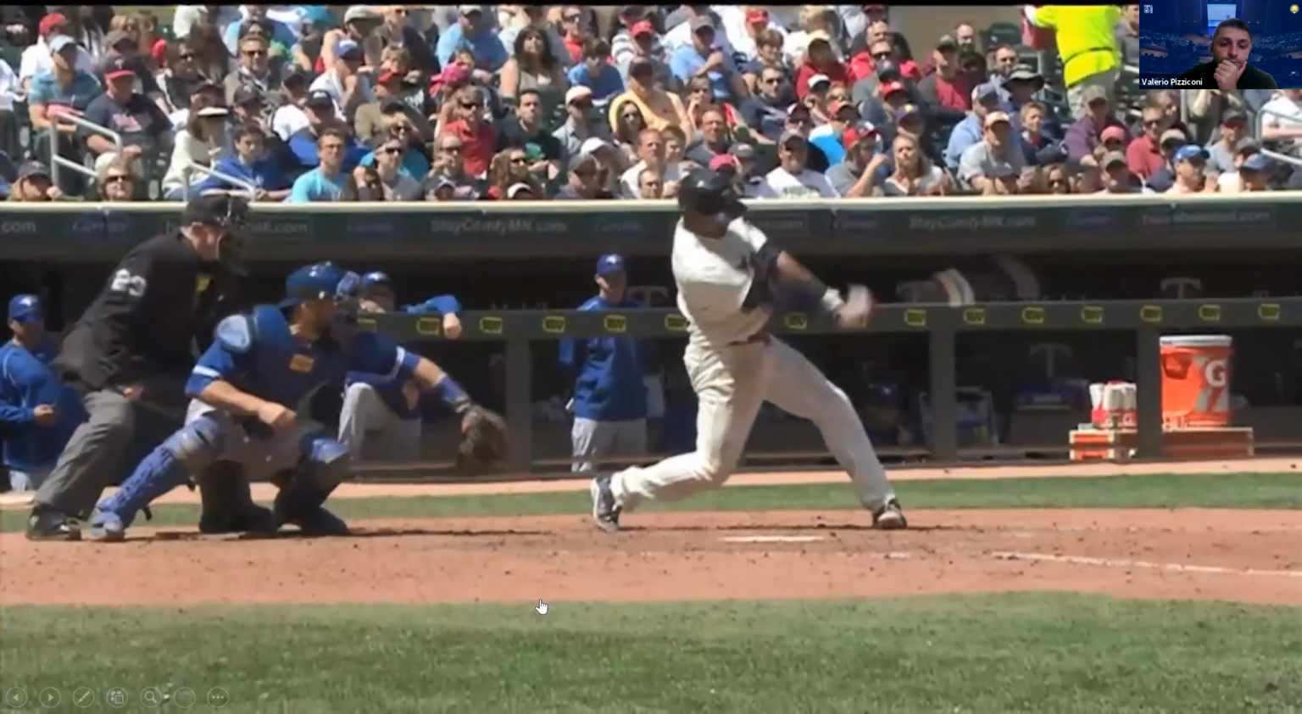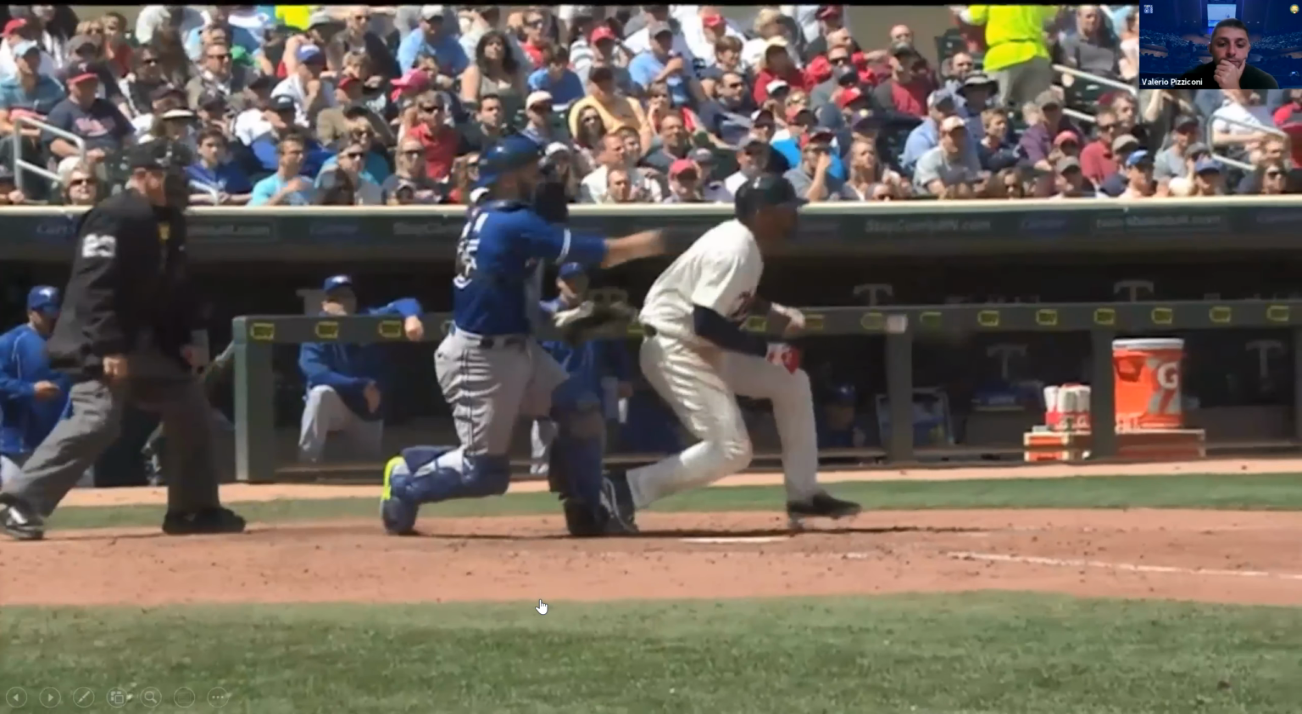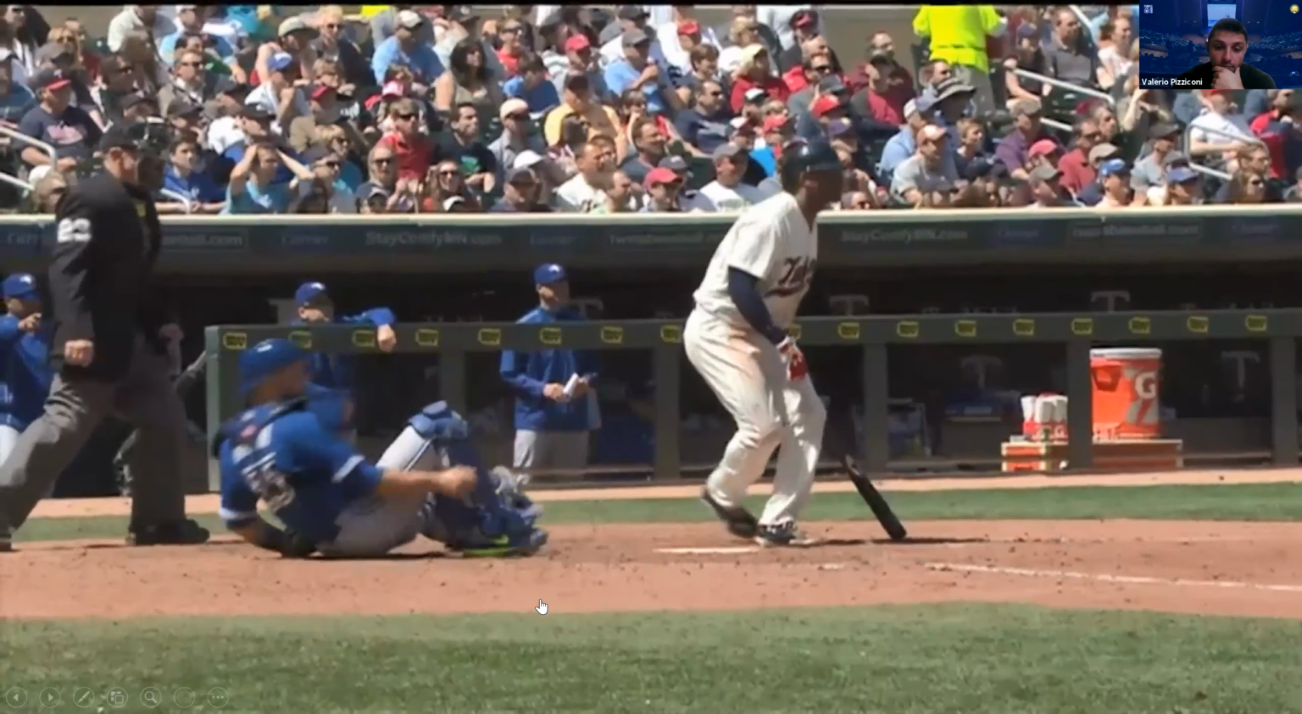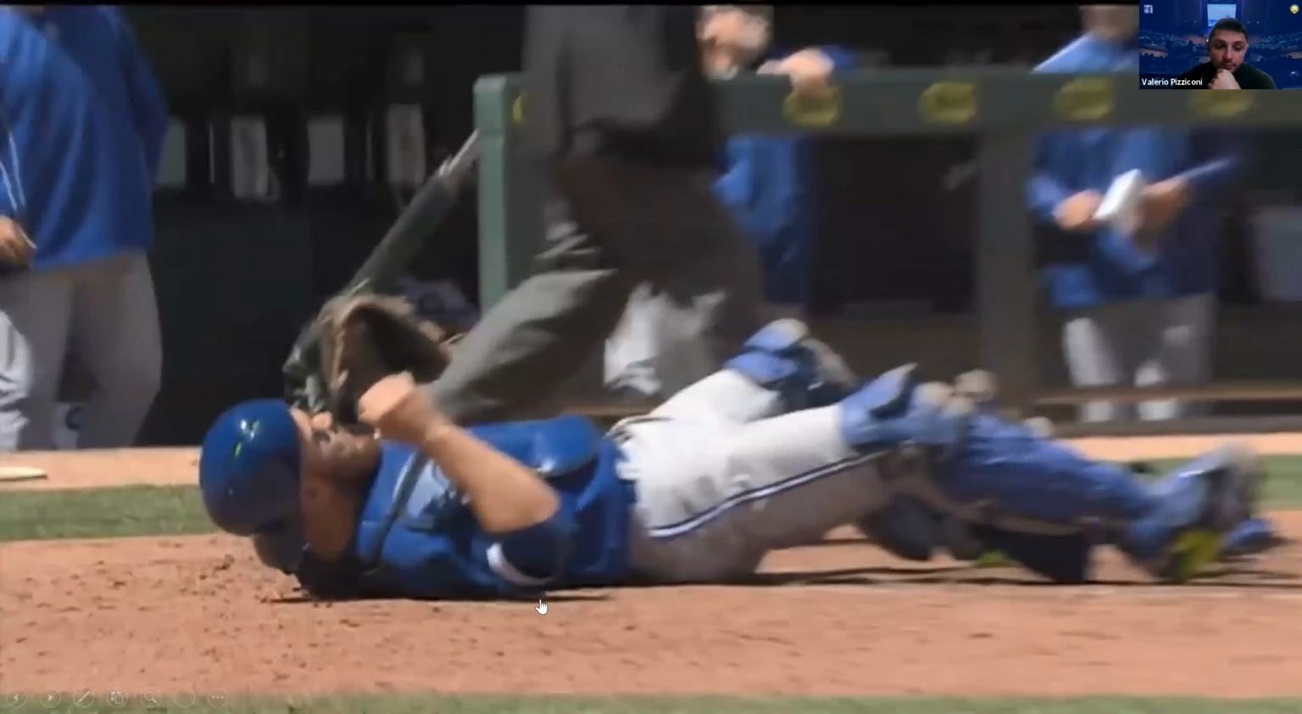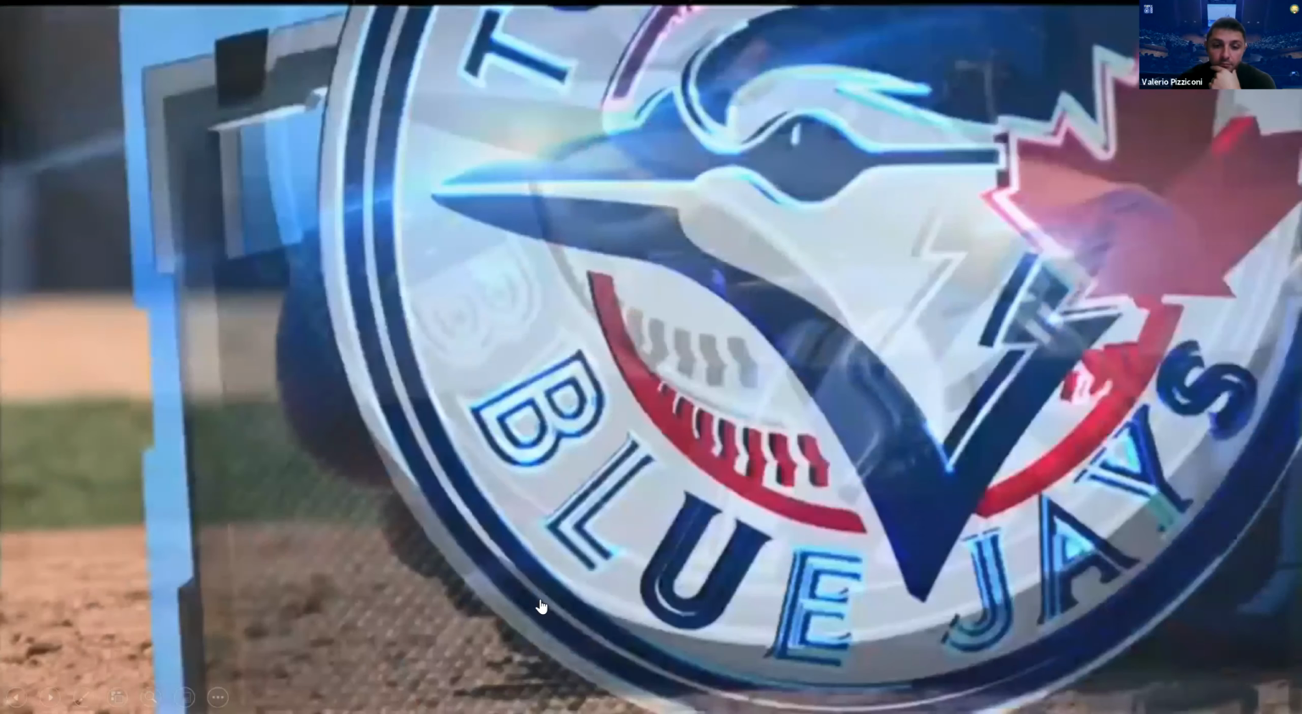Watch the finish. Hits him right in the head. And that's a no-no. It sends Russell down. But the Blue Jays sends them into the dugout ready to hit.